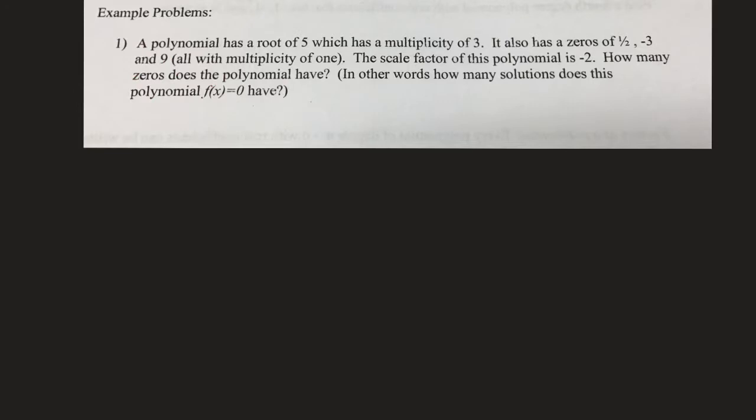Okay, let's look at an example about putting together a polynomial. Here we've got a polynomial that has a root of 5, which has a multiplicity of 3, and some other zeros, 1/2, -3, and 9, all multiplicity 1. They tell us the scale factor is -2, and then they ask us how many zeros this has. Well, let's check it out. First, let's put this polynomial together. So I see the root of 5. Here we go, x equals 5 with a multiplicity of 3. And we've got x is 1/2, x is -3, and x is 9. Each of those just has a multiplicity of 1.